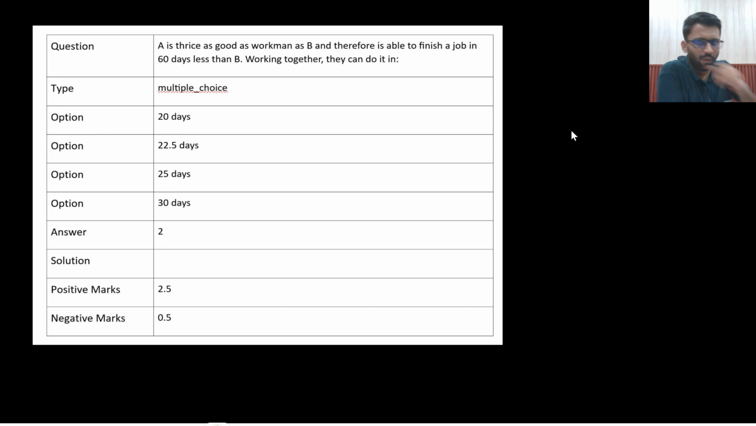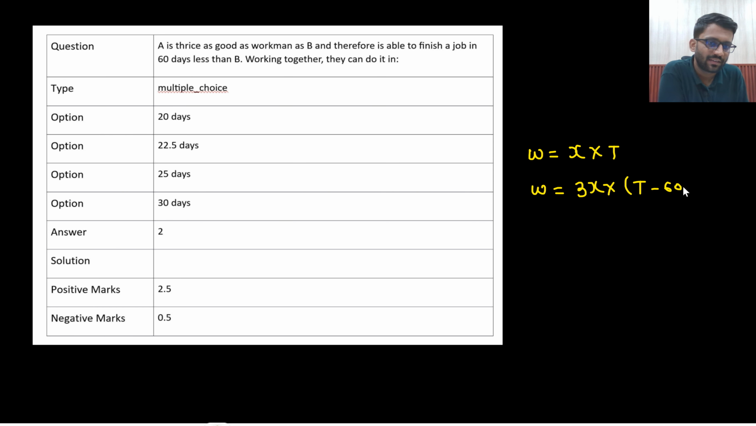So what they are saying: A is thrice as good a workman as B, and therefore is able to finish the work in 60 fewer days. Okay, so work is W. If the efficiency of B is x and it takes time T, then the efficiency of A is 3x and it will take time T minus 60 days. Now if both are working together, efficiency is 4x, then how much time will it take? You need to find the days.